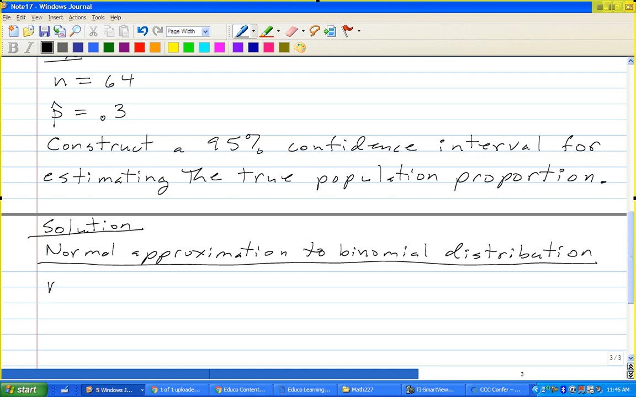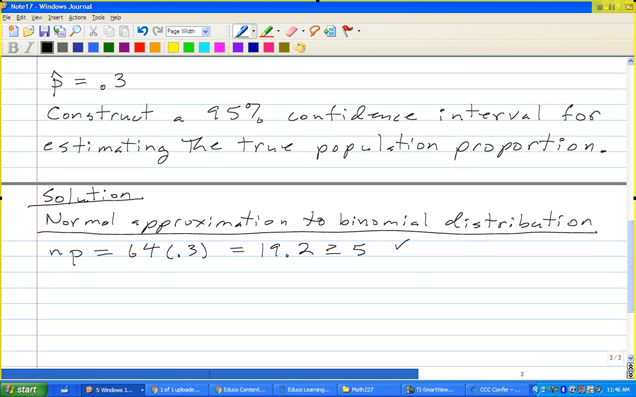So let's look at n times p. Well, n is 64. Obviously, I don't know p. If I knew p, then I wouldn't be doing a confidence interval. But I can estimate p by the sample proportion. So the best point estimate for the population proportion is sample proportion. So I'll use that fact here. So 19.2, and that's certainly greater than or equal to 5. So that's okay. Next, n times q.